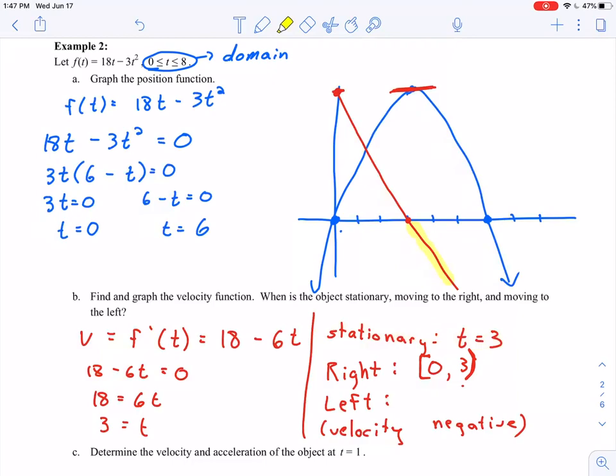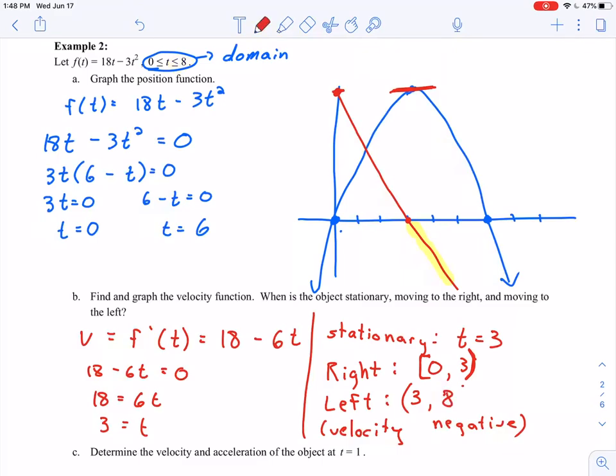So it begins moving to the left at t equals 3, but not including 3, so we're going to use that parentheses here again. And all the way until, well, it's just going to keep moving to the right forever after that, but we don't want to say to infinity because we have this strict domain up here. So we're going to stop at the rightmost t value, which would be 8.